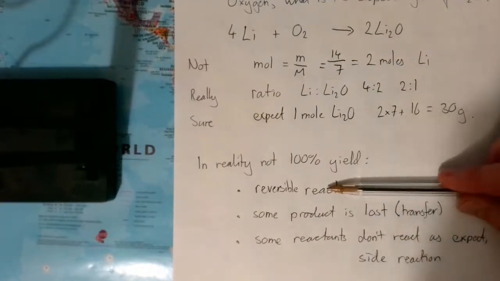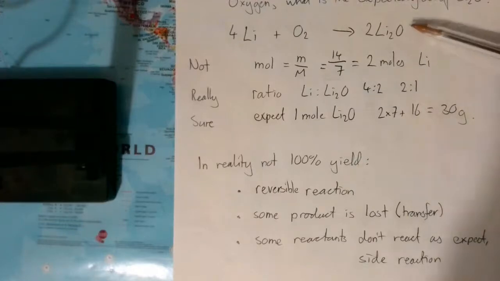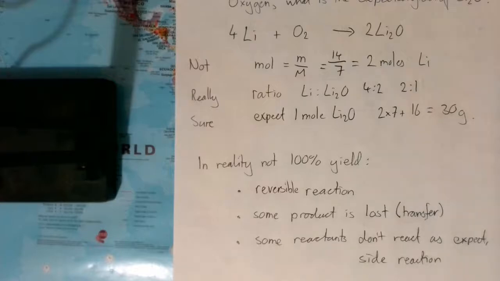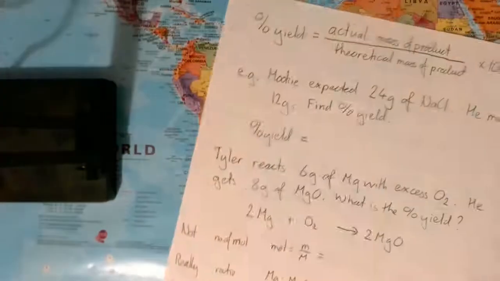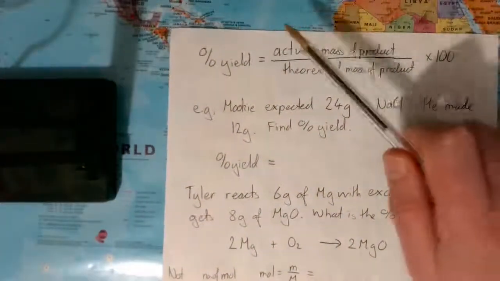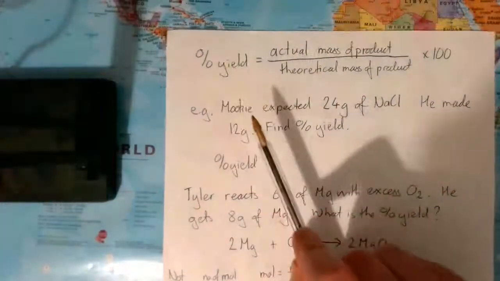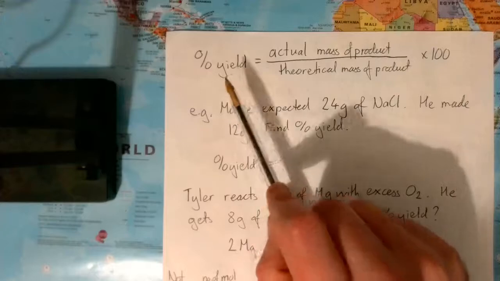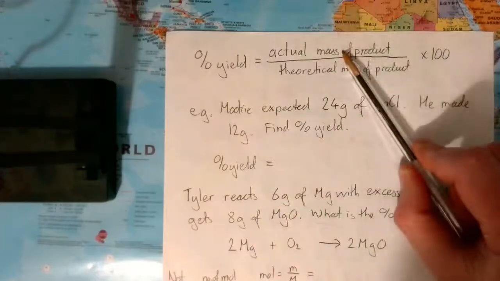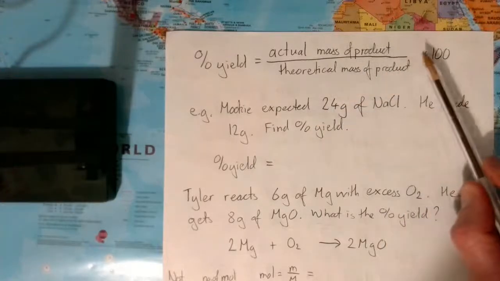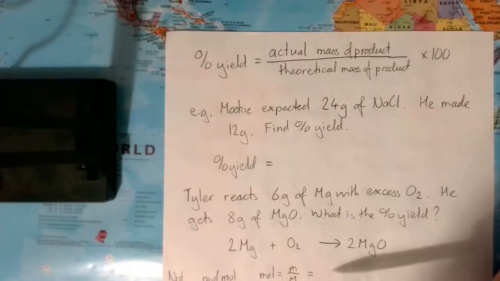All 3 of these reasons will mean that if Mookie was to try the reaction he did there, he probably wouldn't get 30 grams. And what this gives is the actual yield. So we put this all together, and the percentage yield is the actual amount of the product you get divided by that theoretical amount, and then you just multiply it by 100 to make it a percent.